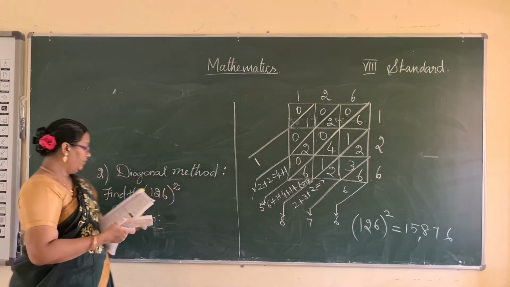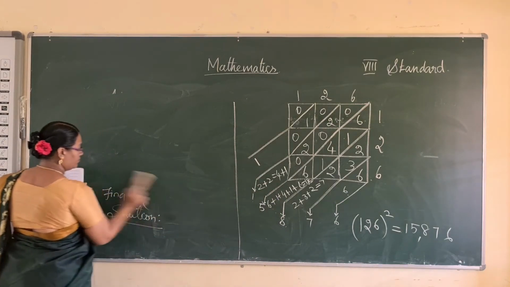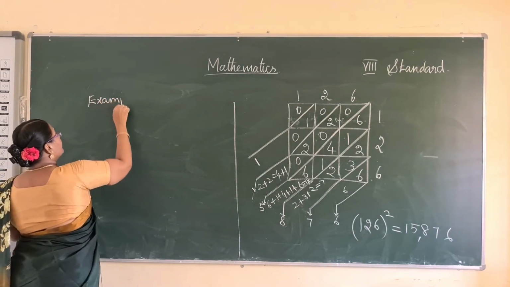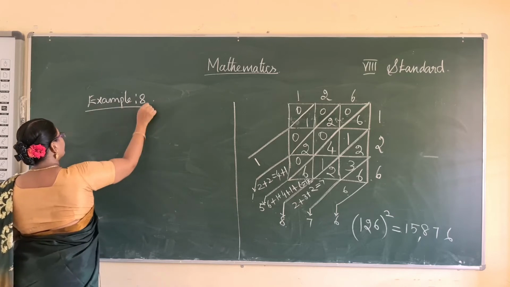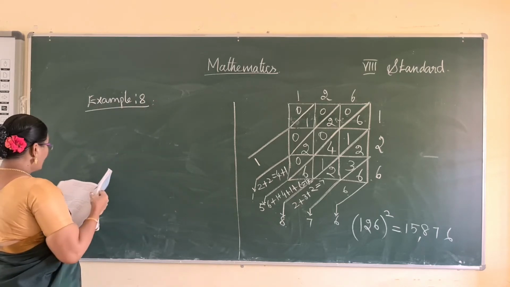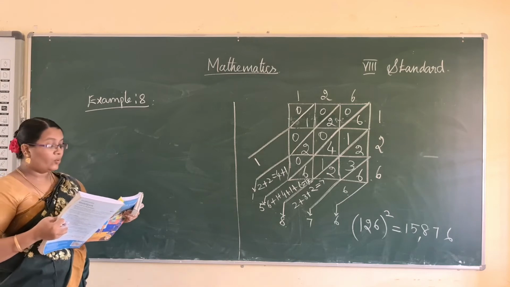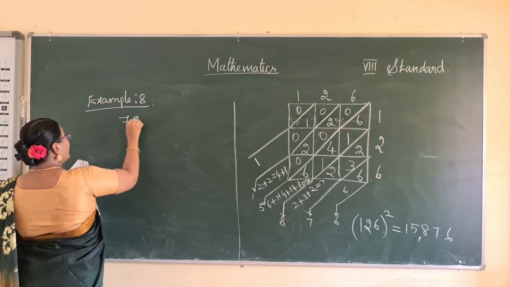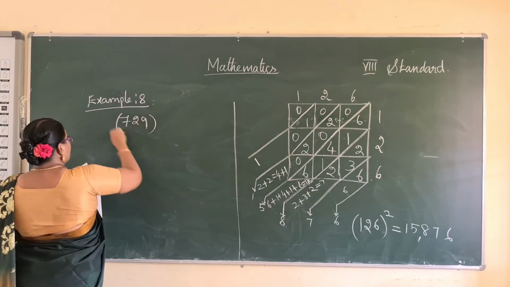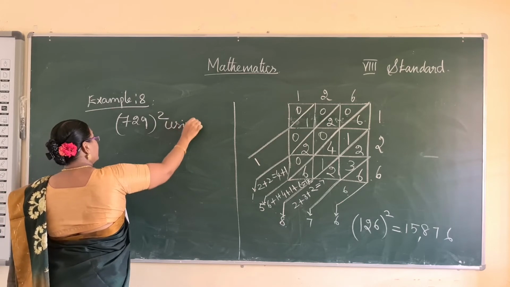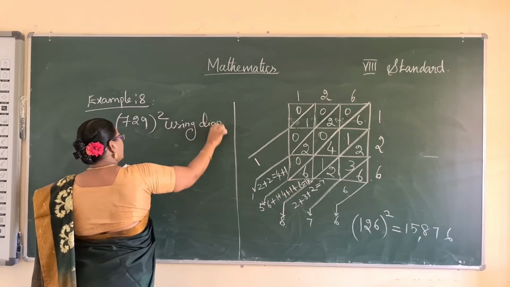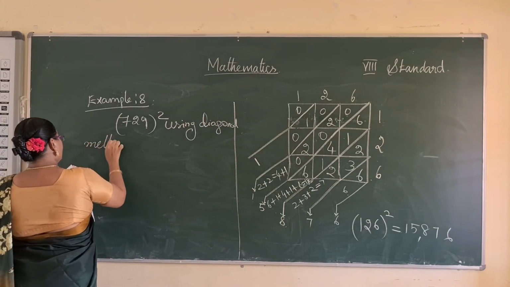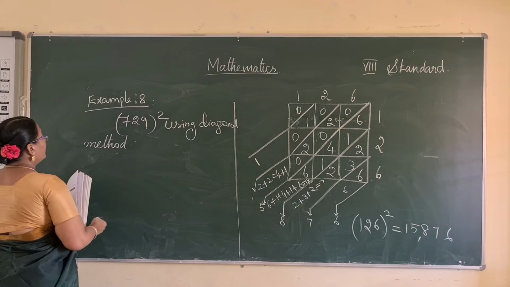Now see example 8. Find the square of 729 by using the diagonal method. Okay.